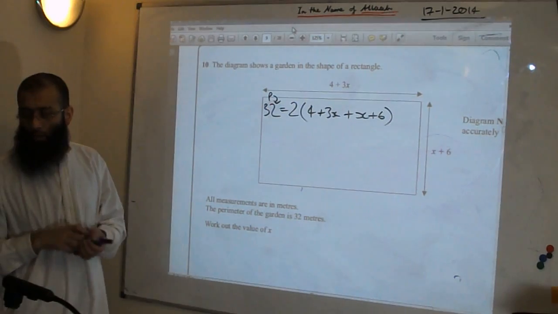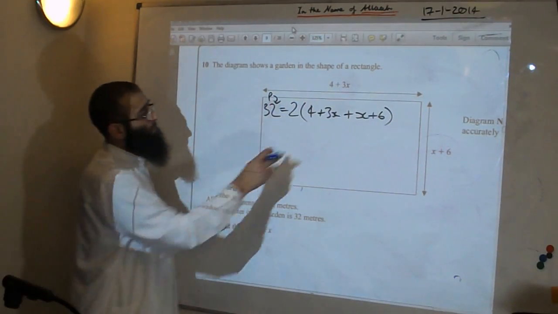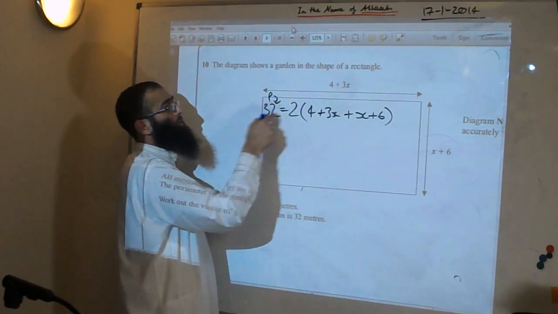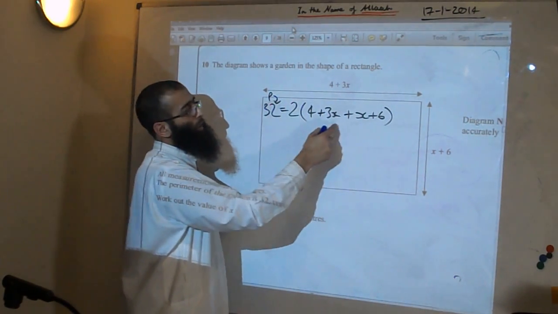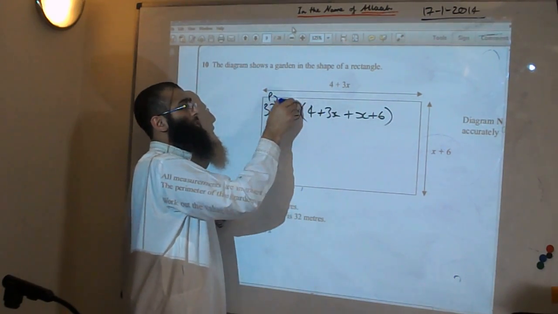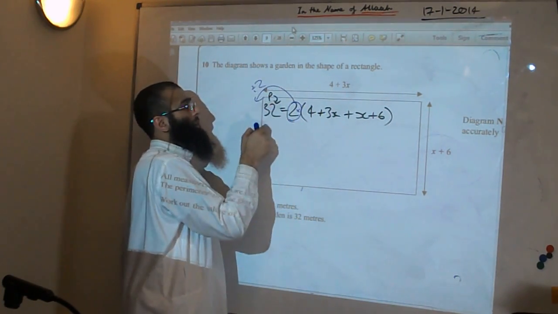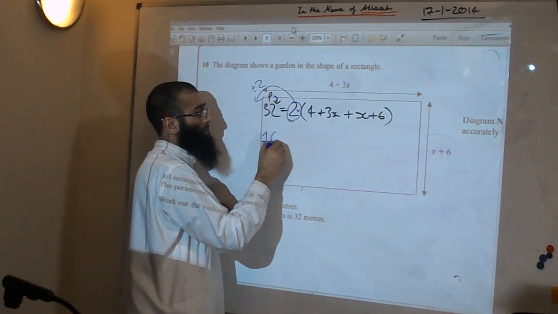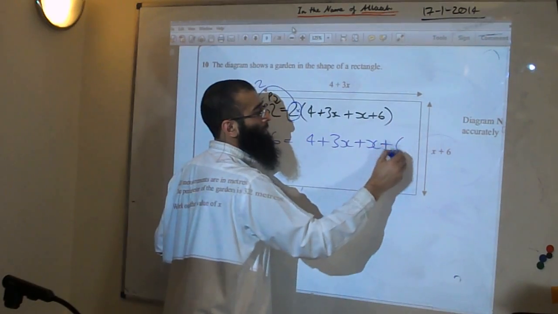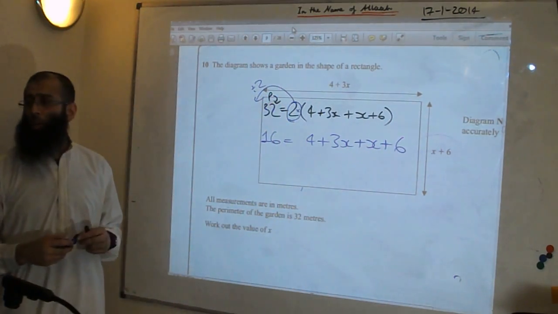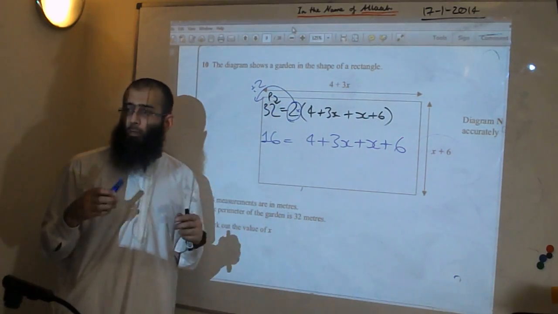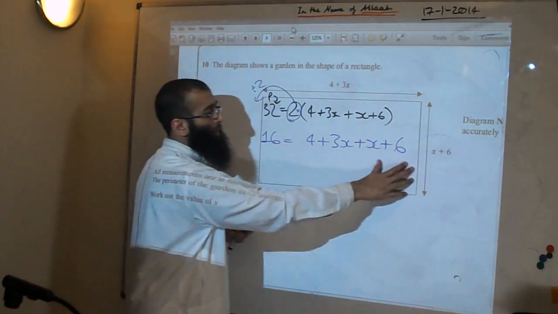Right, what do we do now? What do we do to get these x's out? So we have 4 plus 3x plus x plus 6, times 2, equals 32. We want to work out the x's. First of all, there's a times by 2 here. What's the opposite of times by 2? So 32 divided by 2 will give us 16. Now that we moved the multiplier by 2 over, the brackets have evaporated. Now we need to simplify this.